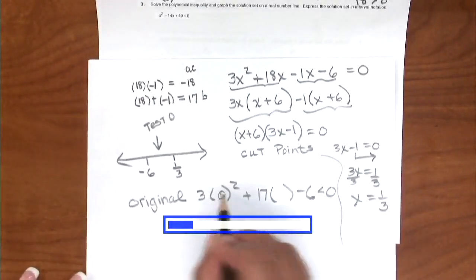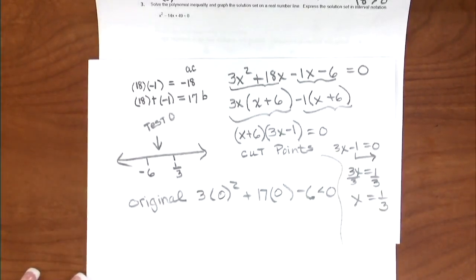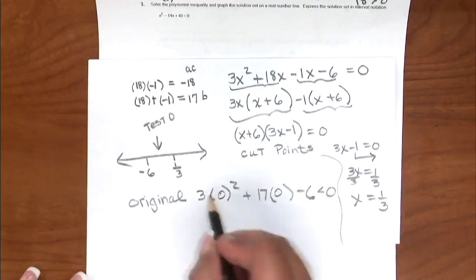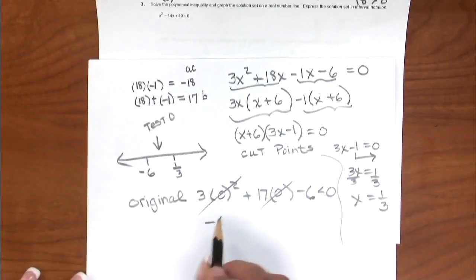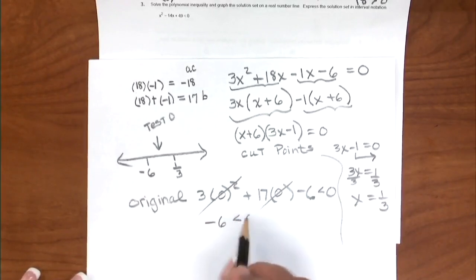I'm testing 0 because I know it gets rid of almost everything so that you don't have to touch your calculator. So gone, gone. Only a -6 is left. What do you think? Yes or no? Is that true? That's true.